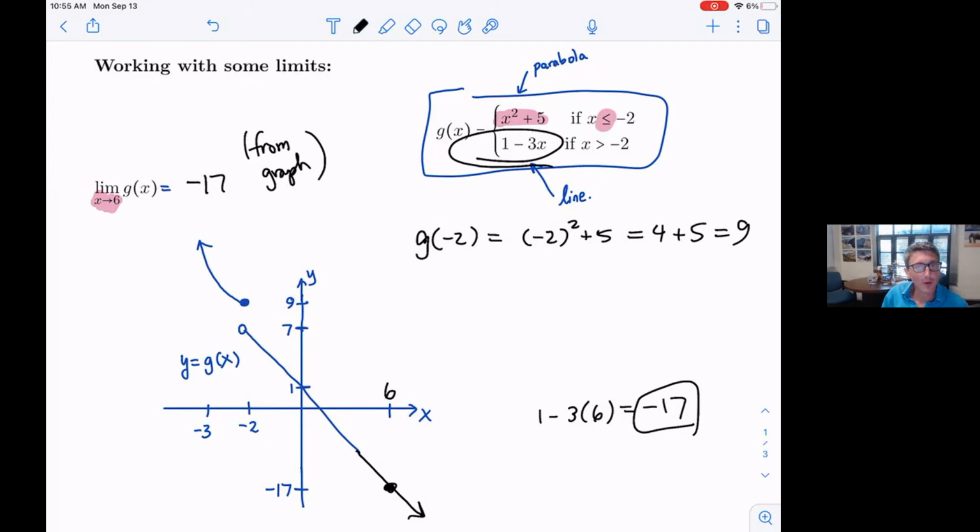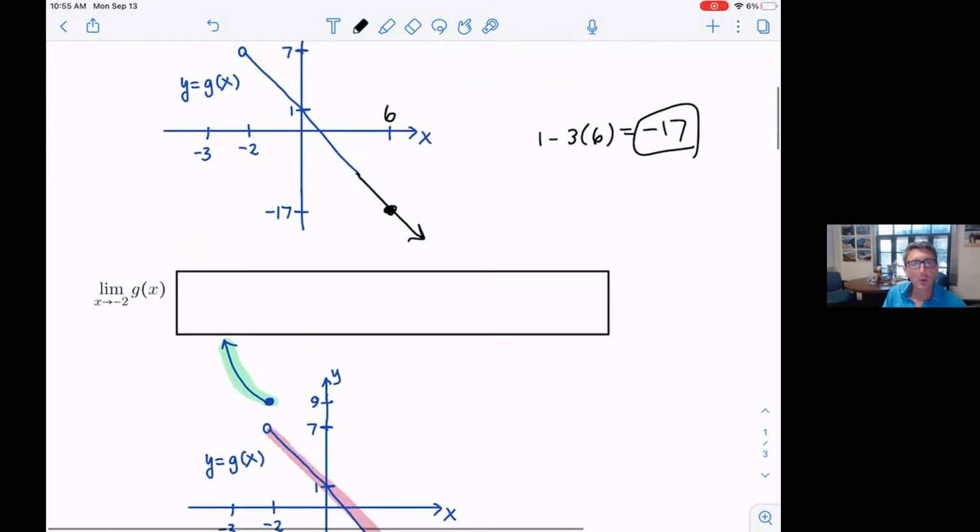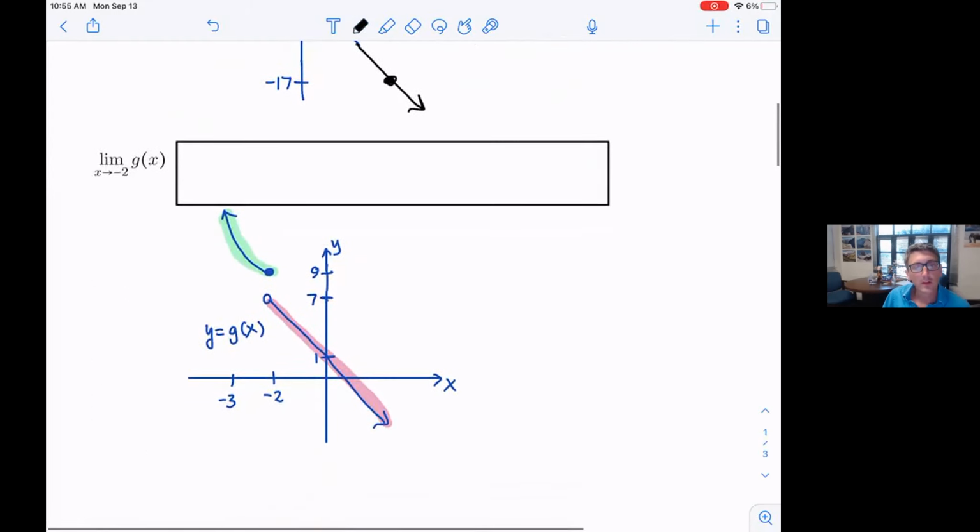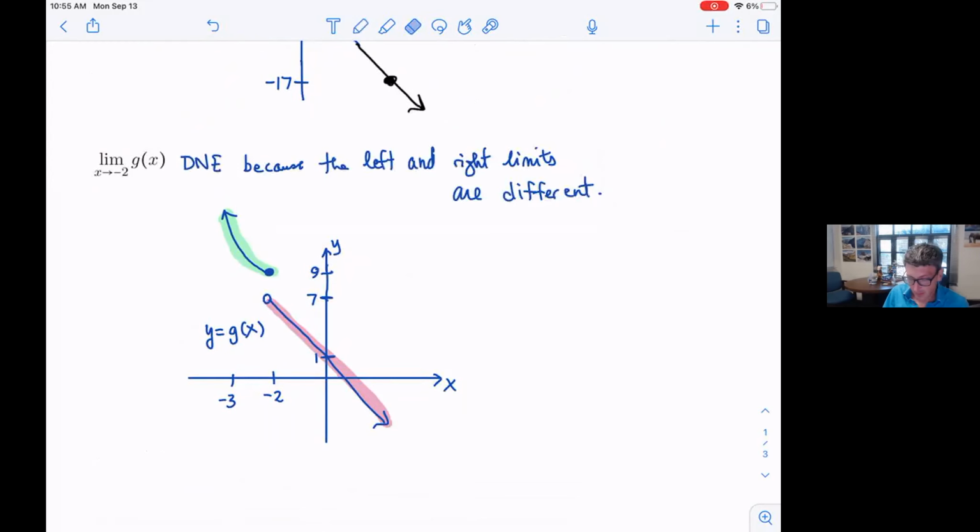Very good. And so now let's move on to the next question, which is taking the limit at the more interesting point of -2. At -2, we have two different behaviors. We have a behavior from the left. So from the left, it looks like the graph is approaching 9. So the left limit is 9. And from the right, it looks like the graph is approaching 7. So the limit from the right is 7. And since these numbers are different, the limit does not exist, because we only say the limit exists if those two numbers are the same. So this one would be does not exist.